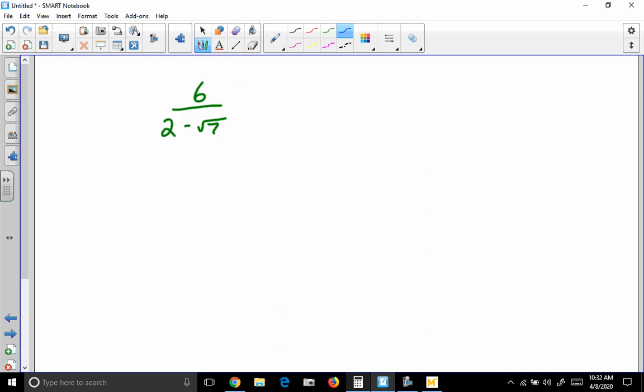All right, the other type in this section deals with rationalizing denominators when we have 2 terms, when we have things added or subtracted. And if you watch the other video, then you picked up on that the way we make a binomial that contains a square root go away in the denominator is we multiply by its conjugate. The conjugate of 2 minus the square root of 7 would be 2 plus the square root of 7. So we multiply top and bottom by 2 plus the square root of 7.